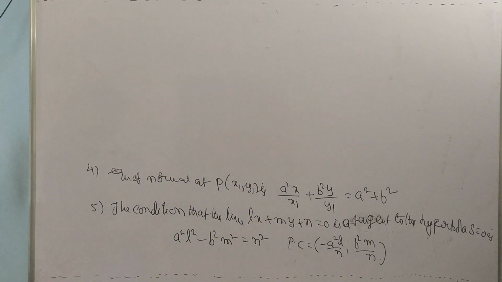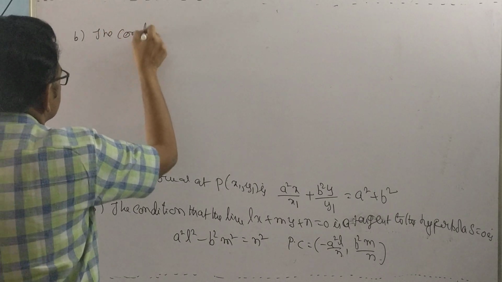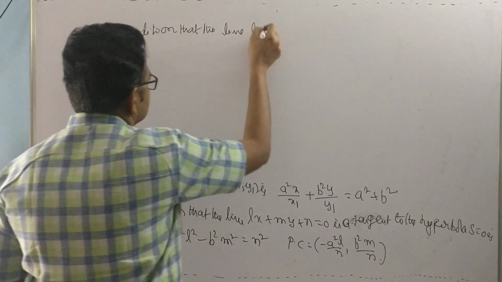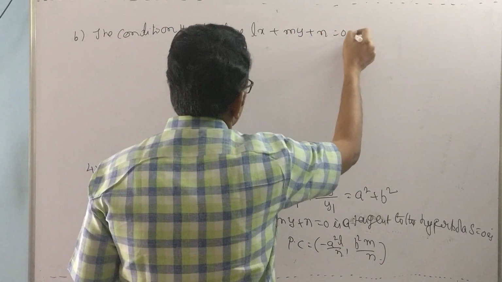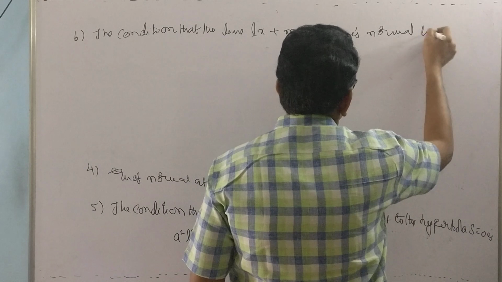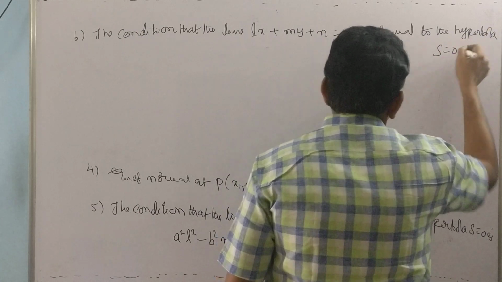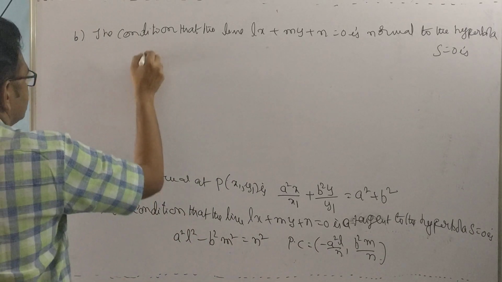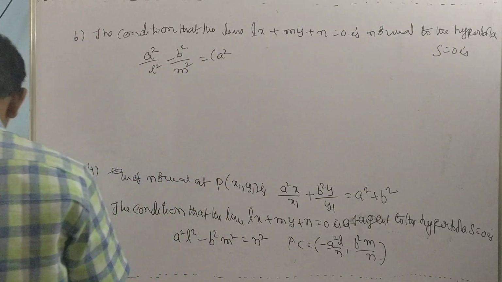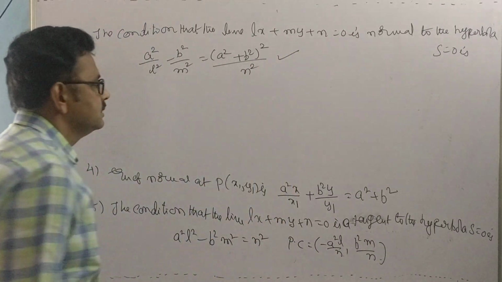Next point, the condition that the line Lx plus my plus n equal to 0 is a normal to the hyperbola S equal to 0 is a square by L square minus b square by m square equal to a square plus b square whole square by n square. So this is the condition for normal.